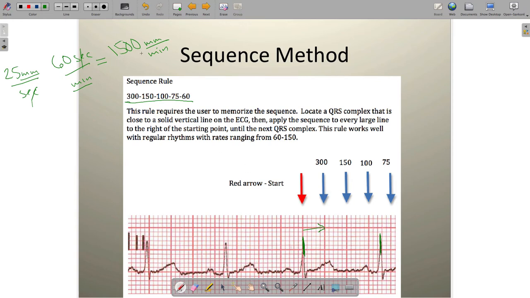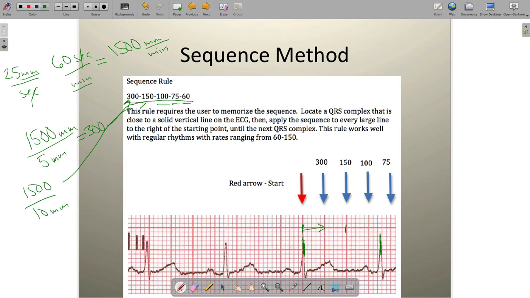If you take this number of 1,500 millimeters per minute, and you divide it by 5 millimeters, which is the distance between two dark pink grid lines, the number you end up with is 300. If, however, you have two pink grid line separations, it'd be 1,500 divided by 10 millimeters. There you get 150. If you divide it by 15, you get 100. If you divide it by 20, you get 75. If you divide it by 25, you get 60.